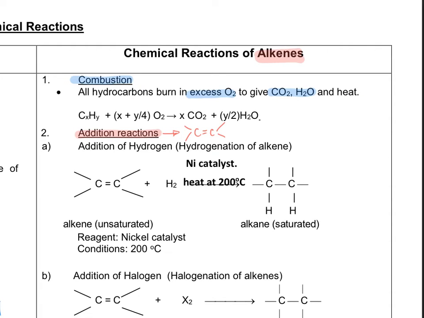The first one, you have already heard about when we talked about the preparation of alkane. The first one is addition of hydrogen. You add your hydrogen, and you get alkane. The catalyst is nickel, and the temperature is 200 degrees Celsius. So this is addition of hydrogen.